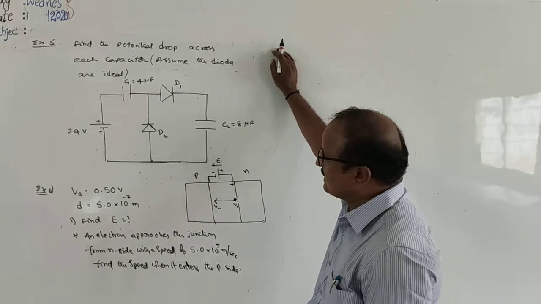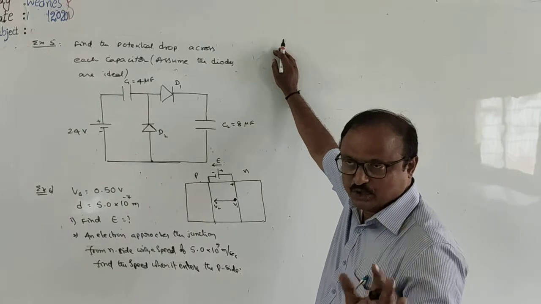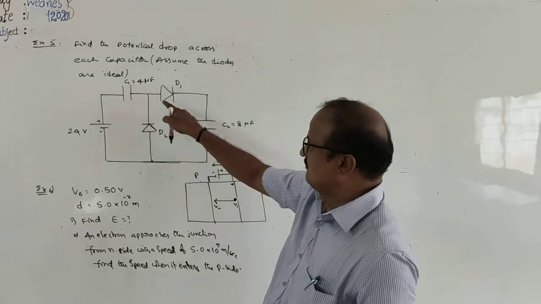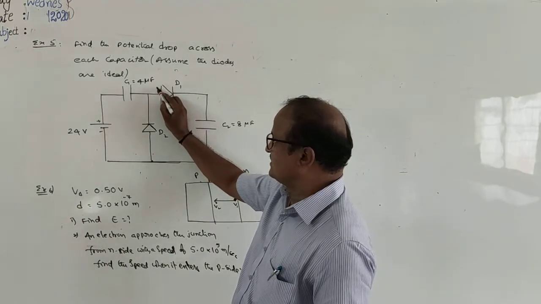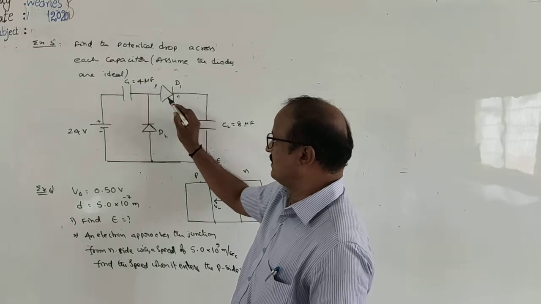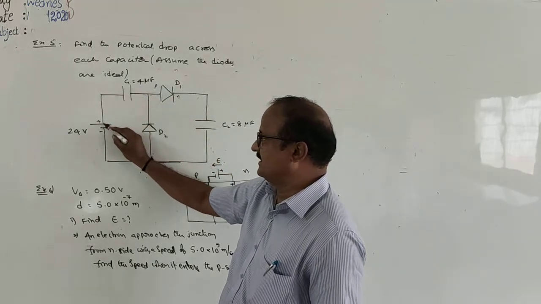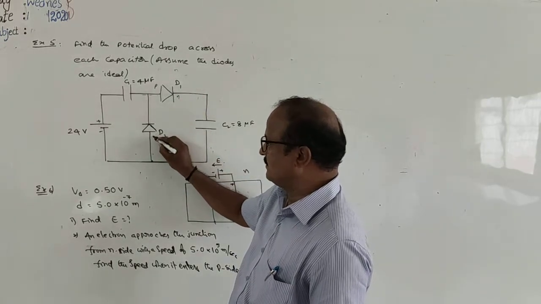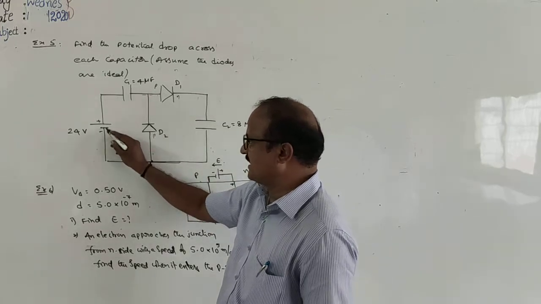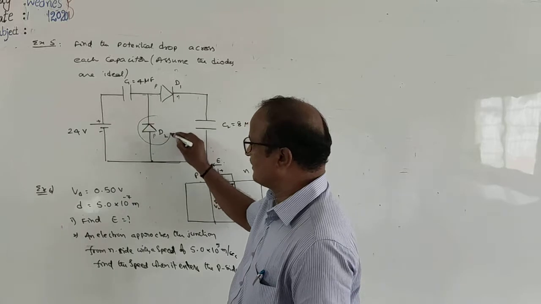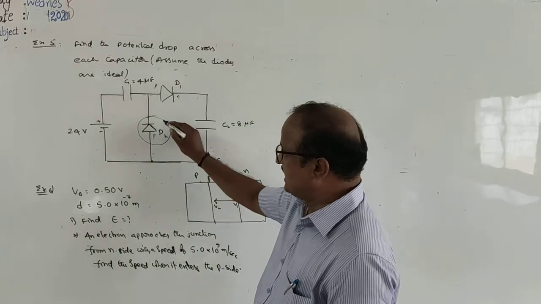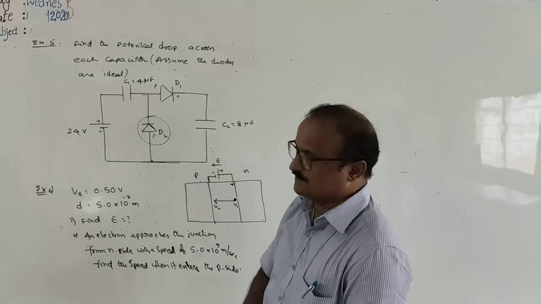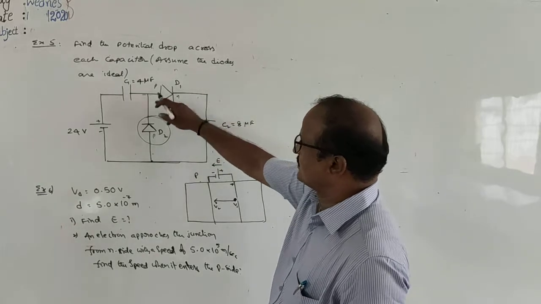To find the PD across each condenser, first let us know which diode is in forward bias and which diode is in reverse bias. See here, first one D1. This is the P type of D1, this is the N type of D1. The P type is connected to positive polarity. That means D1 is in forward bias. For D2, it is opposite: the P type of D2 is connected to the negative polarity of the battery. That's why D2 is in reverse bias. Reverse bias means D2 does not conduct the current. This becomes an open circuit. D1 becomes a closed circuit because both the diodes are ideal.